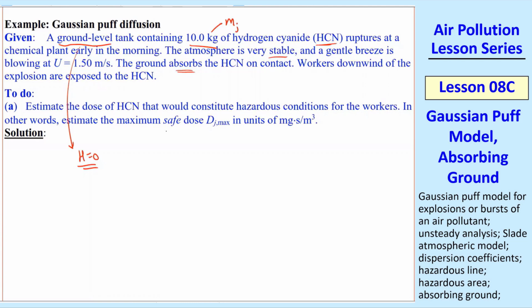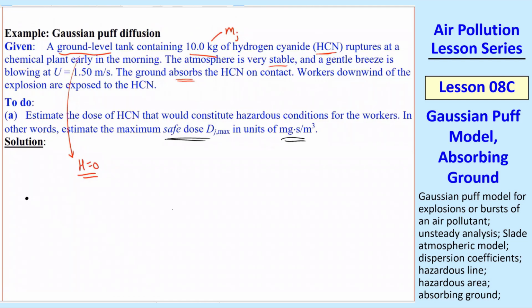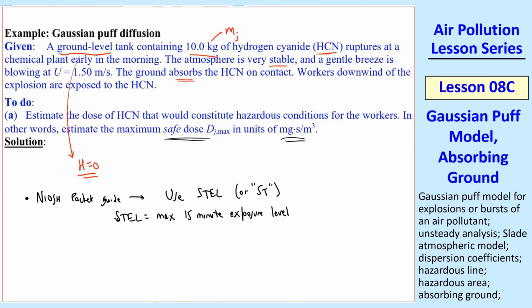So what's the maximum safe dose, DJ max, in these units that I told you, milligrams second per meter cubed? Well, this is not the same as the previous problems where we had a steady situation and we look at the PEL. Here, we look at our NIOSH pocket guide. Here, the more appropriate level is the STEL, or the ST as they call it on the NIOSH pocket guide. This STEL is the maximum 15-minute exposure level, so it's a short term. In fact, this means short-term exposure level.